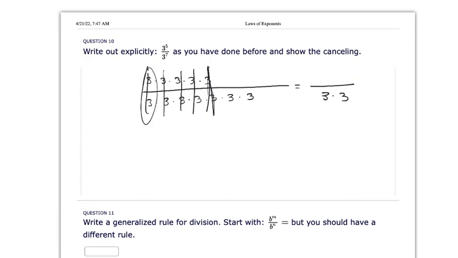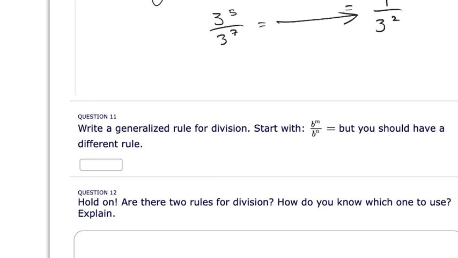Well, these 3 over 3's, that's just 1. So you get a 1 times a 1 times a 1 times a 1 times a 1 times this 3 squared in the denominator. So you just end up with a 1 in the numerator. So that's 1 over 3 squared. Notice 3 to the 5th over 3 to the 7th equals this. So now we've got that 3 squared, but it's in the denominator. So our general rule for this one would be b to the m over b to the n equals 1 over b to the n minus m.